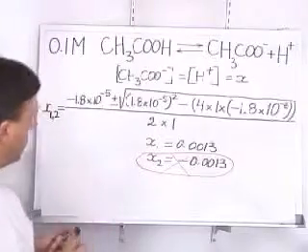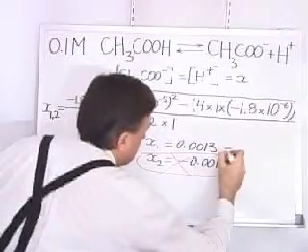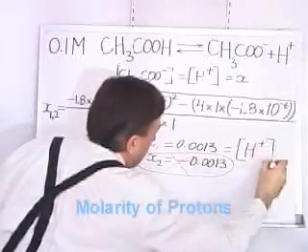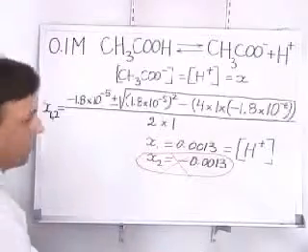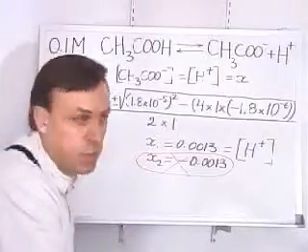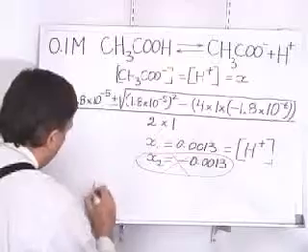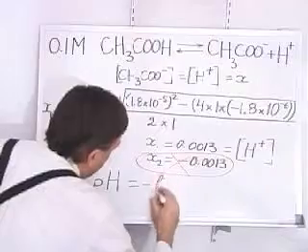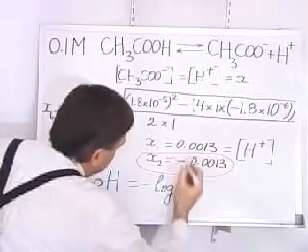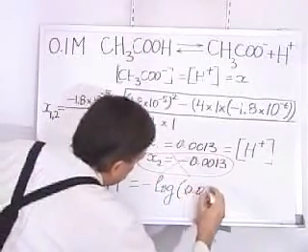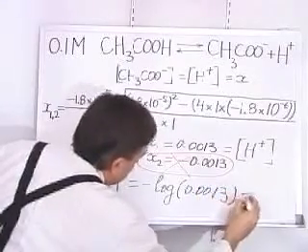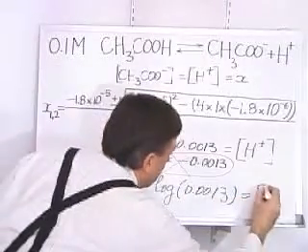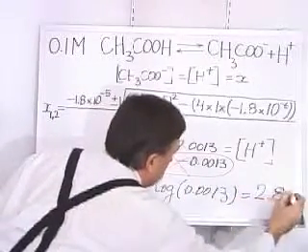Now recall that X is the concentration of the protons. This way we obtain the value of the concentration of these protons. And of course, we may calculate the pH, which is negative logarithm of this concentration, which is 2.89.